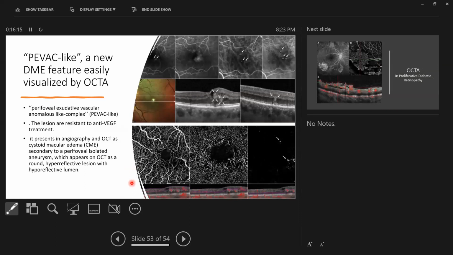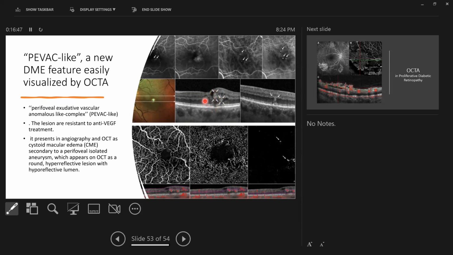Okay, so now we'll come to the new terminology, which is very important now. It's called PIVAC. PIVAC means perifoveal exudative vascular anomalous like complex. In simple terms, what is the PIVAC? PIVAC is a hyperreflective lesion with an adjacent hyporeflective area. The hyperreflective lesion means the microaneurysm, and the hyporeflective space is the fluid.